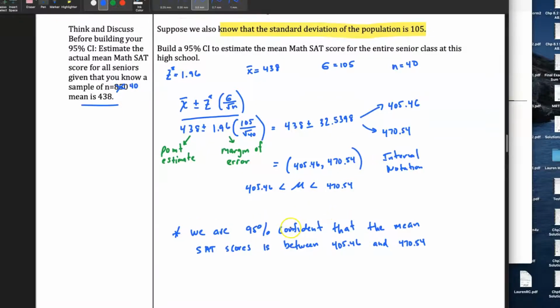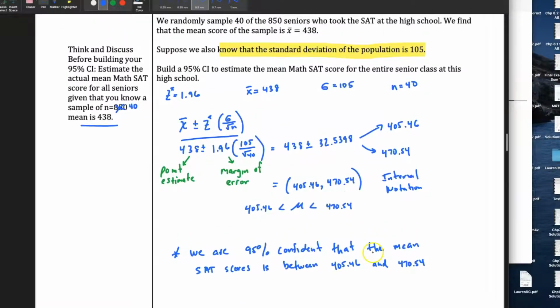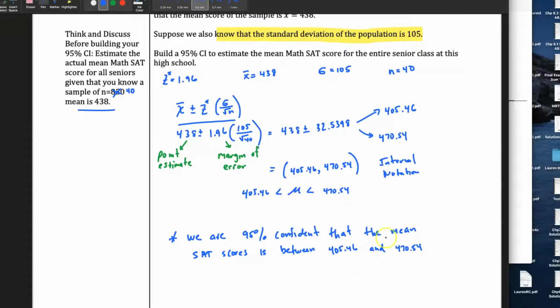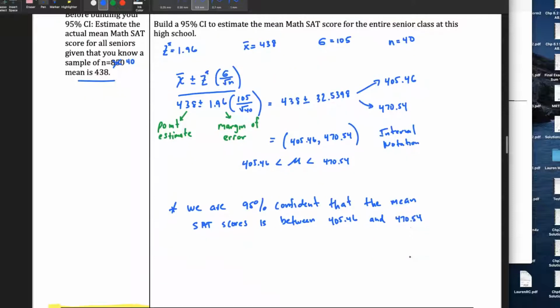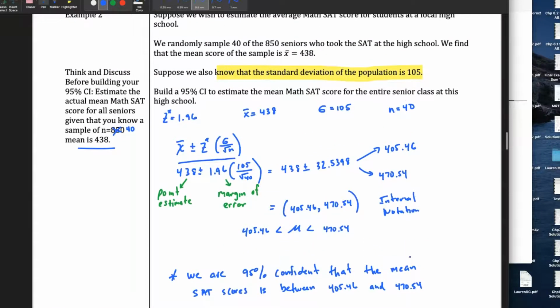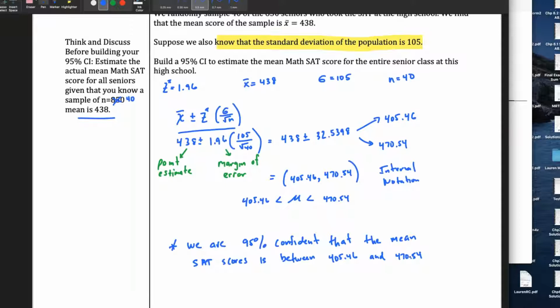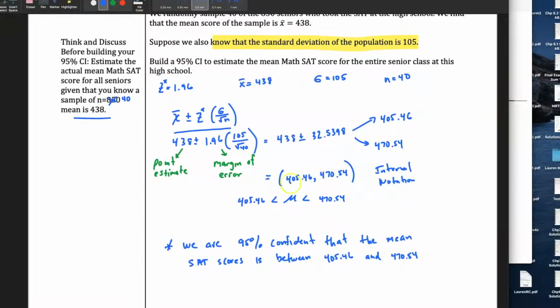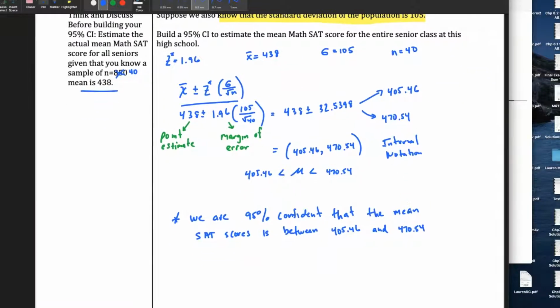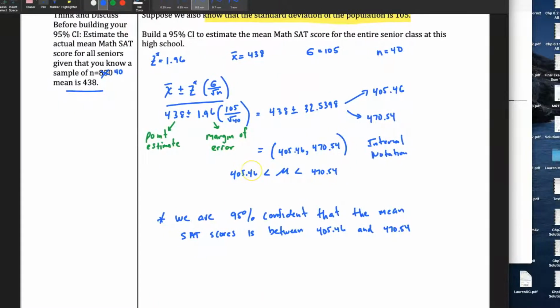We are 95% confident that the mean SAT score for all the seniors is between 405 and 470. Again, that's all we can say because we don't actually know what the mean is for the population. We're trying to estimate it given that sample. And so you probably have some questions. It'd be important to document some questions so that when we talk or you're getting some help on this, you can get clarification on where I got these numbers from.